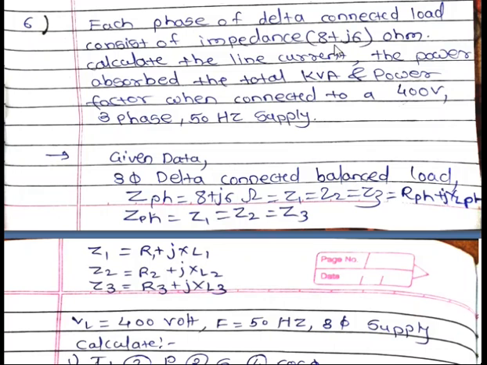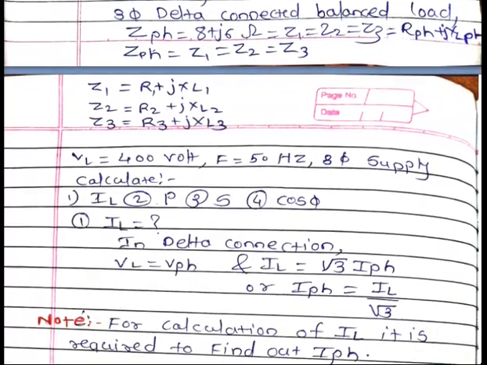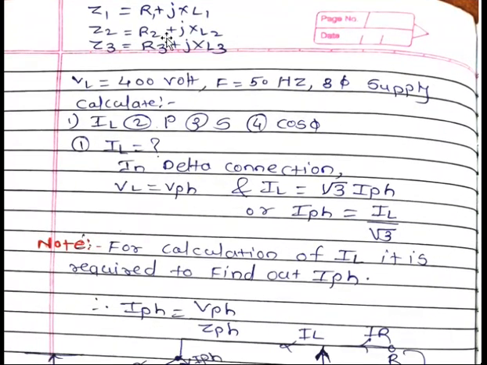8 plus J6 is given. 8 is the resistive element and J6 is the inductive reactance. Therefore, ZPH is equal to RPH plus JXLPH. Now, ZPH is equal to Z1 equal to Z2 equal to Z3 because each phase contains the same type of load. The value of Z1 is equal to R1 plus JXL1. The value of Z2 is equal to R2 plus JXL2. The value of Z3 is equal to R3 plus JXL3.